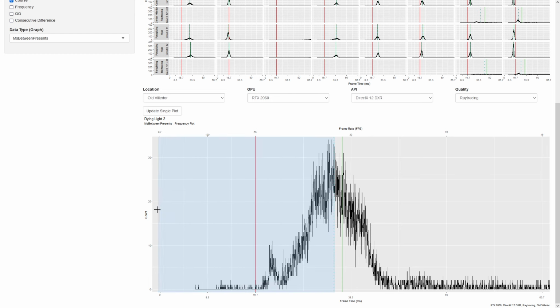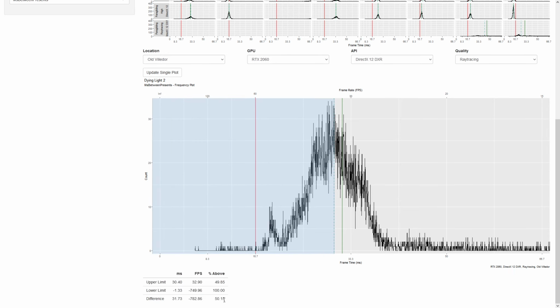I can prove that by adding that feature, and you can see there's about 50.15% in here. This is going from 30 milliseconds to 0 milliseconds. There isn't negative, but the graph is expanded, so there's a little bit of slack there. So there's 49.85% of the data above here, 49.85% over here, and the difference then is the 50.15.